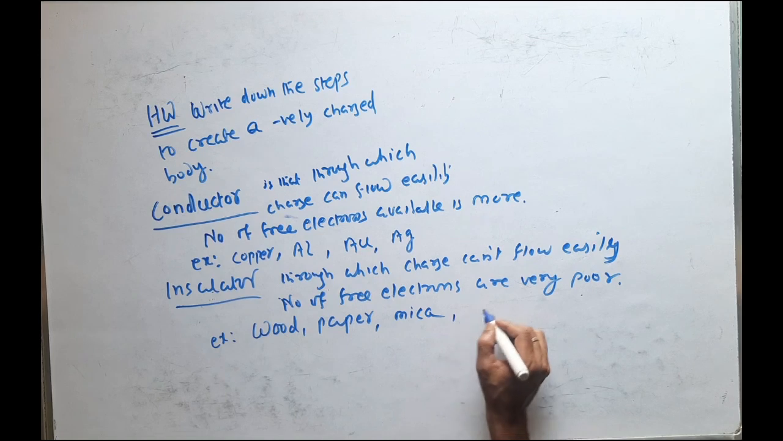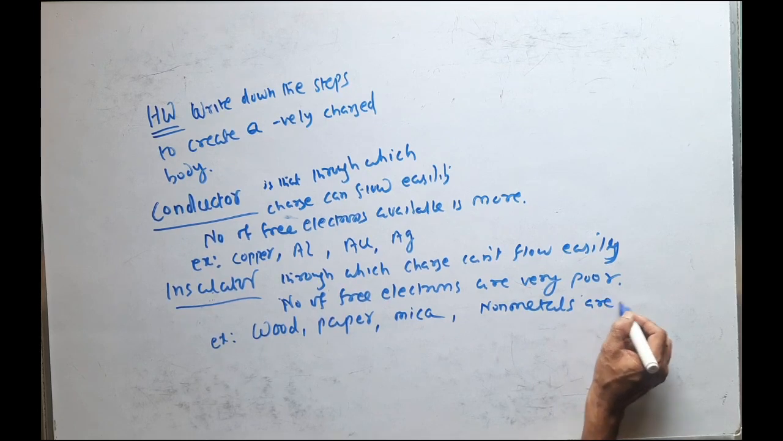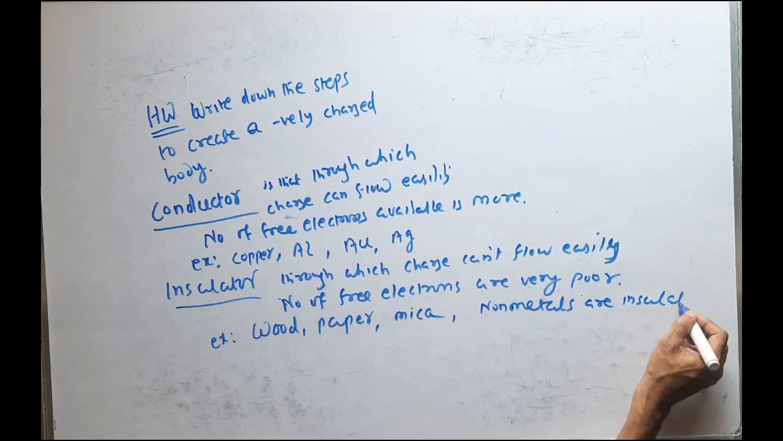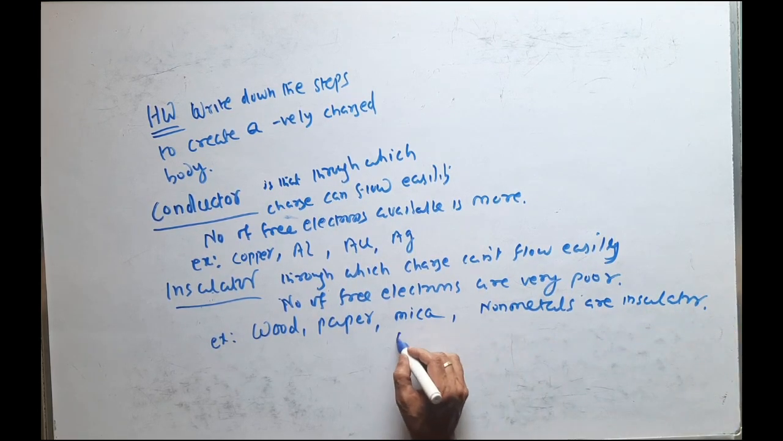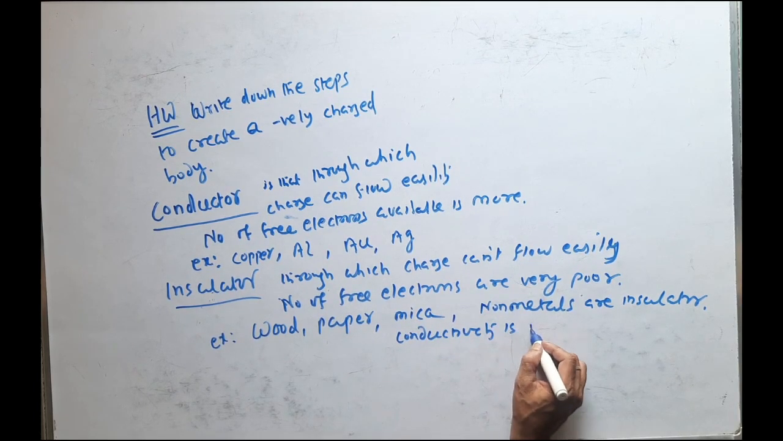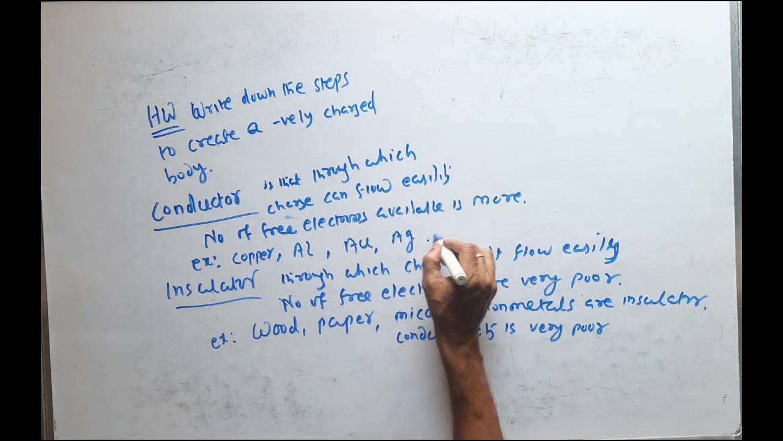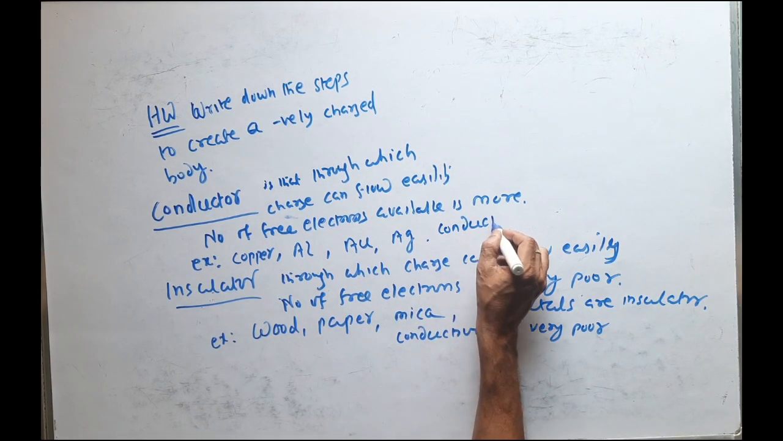So generally non-metals are insulators. So here conductivity is very poor. In the case of a conductor, conductivity is very large.